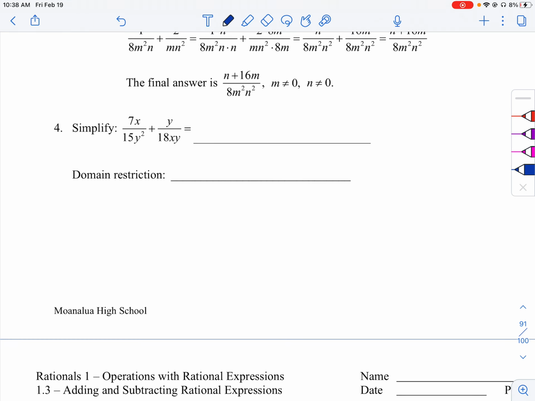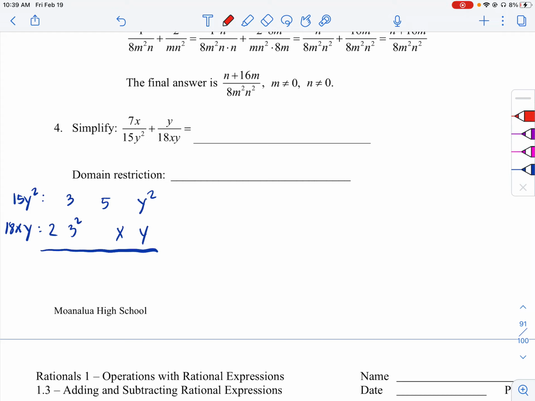Number 4. I have 15y squared and an 18xy. So let us find the common multiple first. So 15y squared, 18xy. 15 would be 3 and 5, so that's 3, 5, and a y squared. 18 would be 9 times 2, and then 9 is 3 squared, so that is a 2, a 3 squared, right? That's 9 times 2. And then there's an x to it, and there's a y.